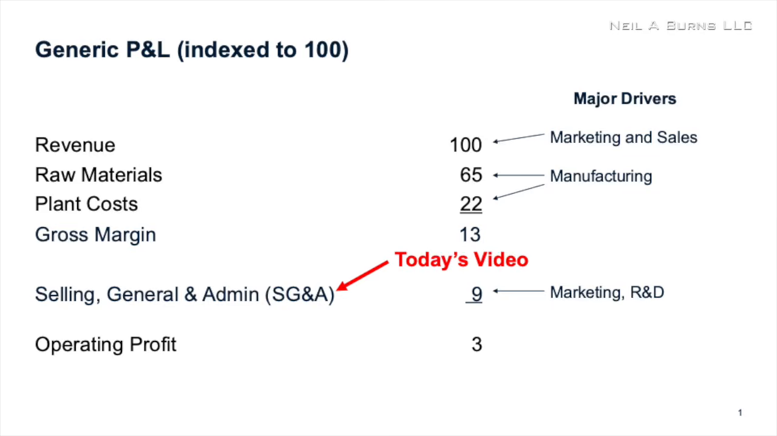All right, we're looking at the key drivers of the key lines in a surfactant P&L, and this is part 4. And here in this generic P&L, we're looking at SG&A, that's selling, general, and administrative. Also, critically including, although it's not mentioned in the acronym, R&D, research and development.